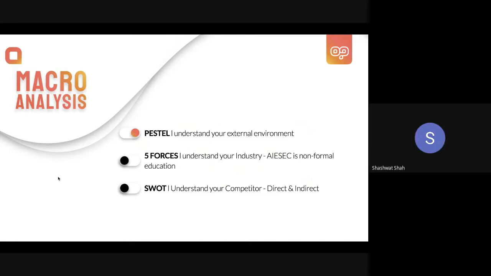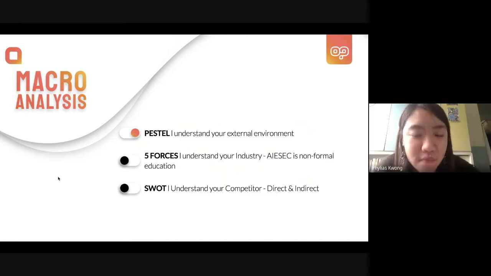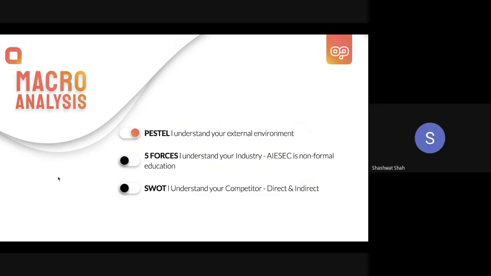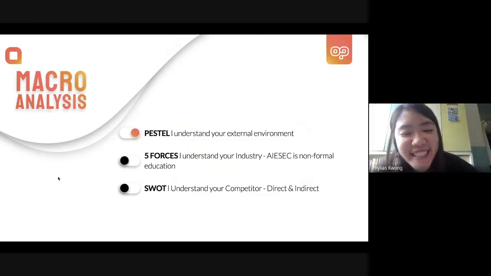It's a way of analysis, which means it's an acronym. Political, economical, social, technology, environmental, and legal. Yes, you know it well. This is one of the macroanalysis tools called PESTLE.